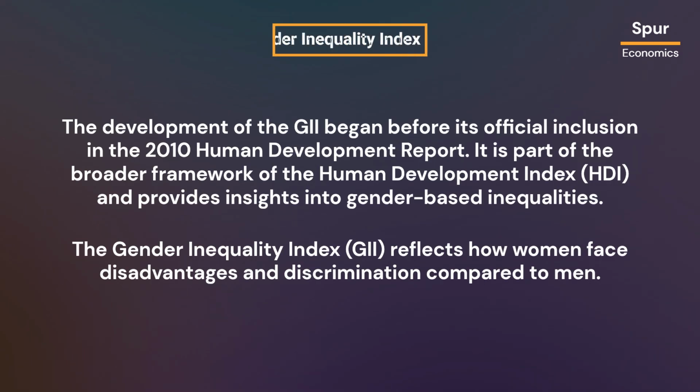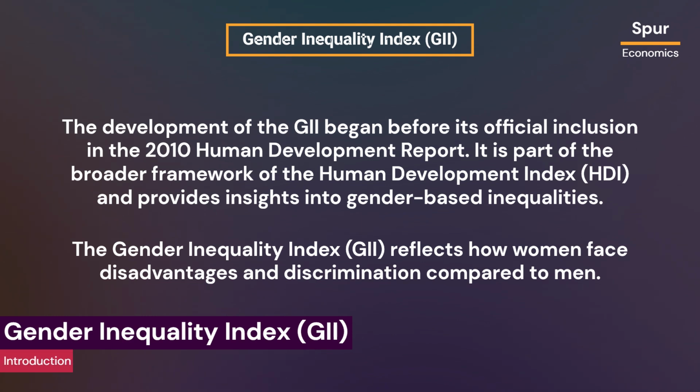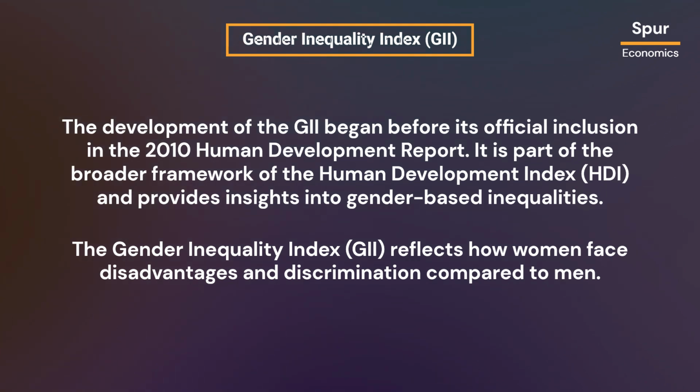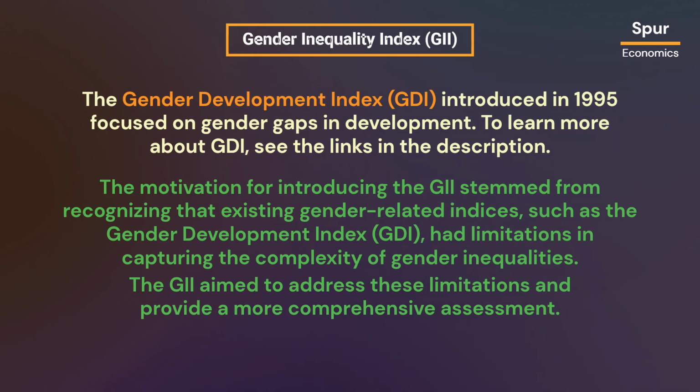The development of the GII began before its official inclusion in the 2010 Human Development Report. It is part of the broader framework of the Human Development Index and provides insights into gender-based inequalities. The Gender Inequality Index reflects how women face disadvantages and discrimination compared to men. The Gender Development Index, introduced in 1995, focused on gender gaps in development. To learn more about GDI, see the links in the description.